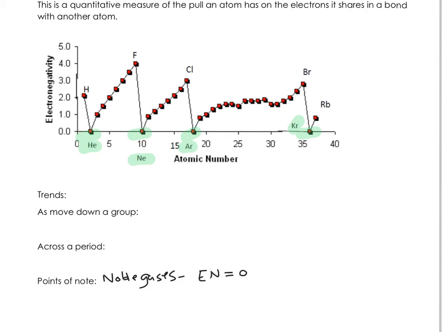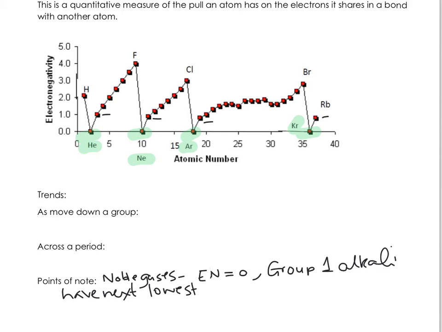And who's got the next lowest? Next lowest will be at the start of the next period. So your group 1, so group 1, your alkali metals have next lowest value. Does that make sense? Do the metals want your electrons? No, they don't. They want to get rid of their own. They don't want any more.